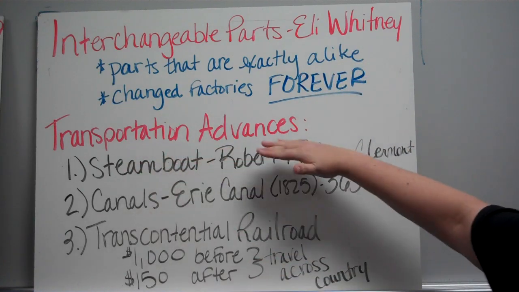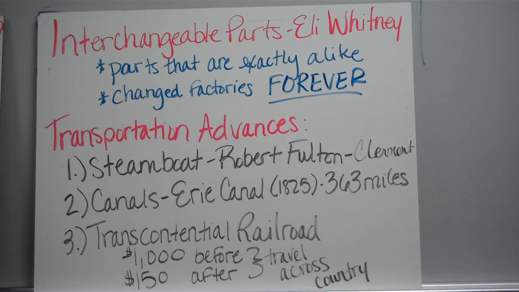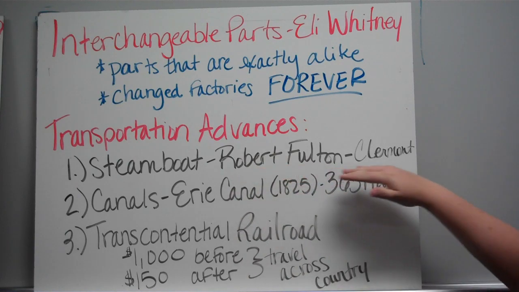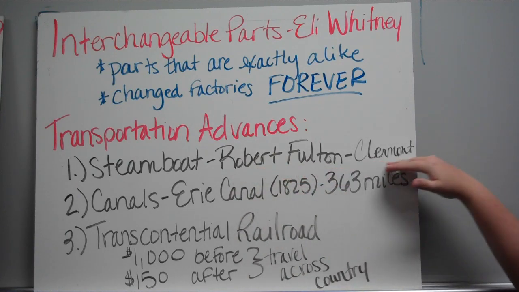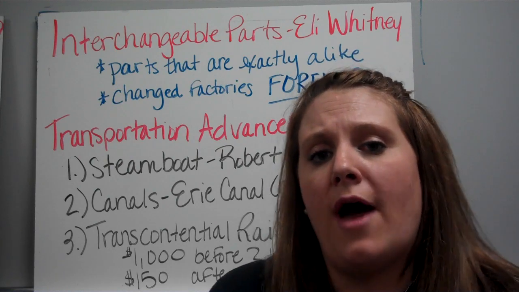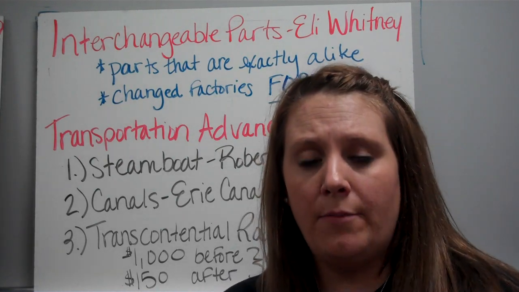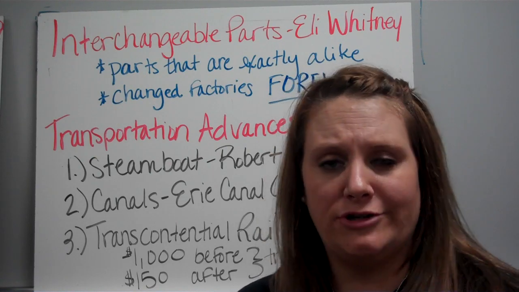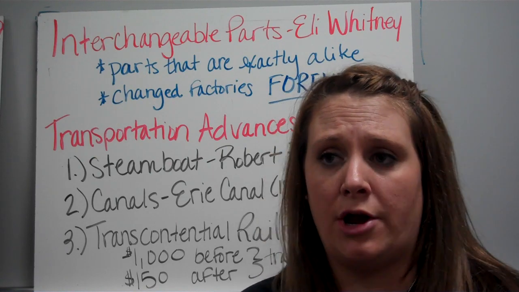Okay, transportation advances. One of the first transportation advances we're going to talk about is the steamboat. Robert Fulton's steamboat was called the Clermont. Prior to the steamboat, you could sell products downriver, but it was nearly impossible to push them up current, especially these larger rivers like the Mississippi with such a strong current.